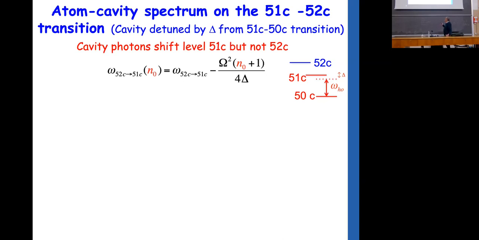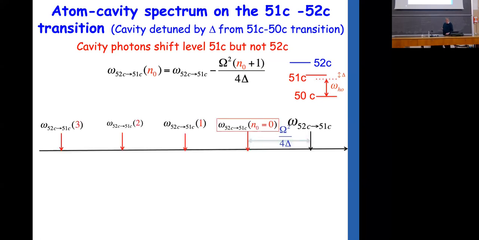And what is the shift? The transition between 52 and 51 is the value it would have in free space. This is the atomic frequency in free space, and this is a shift produced by the fact that level 51 is shifted. And you see, if the shift is upward, it will decrease the frequency of 52 to 51, so you have a minus sign. And this shift is proportional to n naught plus 1. So you see that you now have a frequency for the 52 to 51 transition which depends linearly on the photon number. And I present the spectrum here.